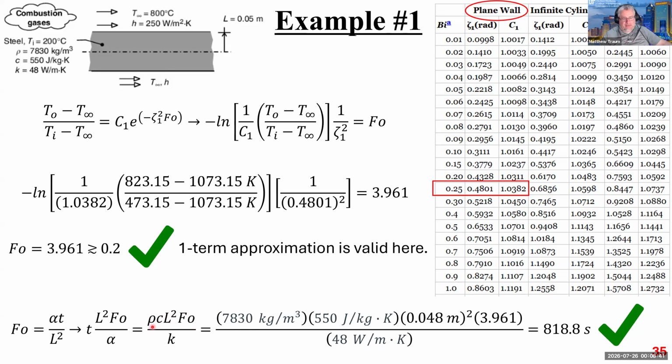Okay, and then I'm going to plug in my values for density, C, L squared, right? There it is, Fourier number and K, and that gets me time, and I get 818.8 seconds, right? Which this checks with both what the book says and what AI says, so that's good.